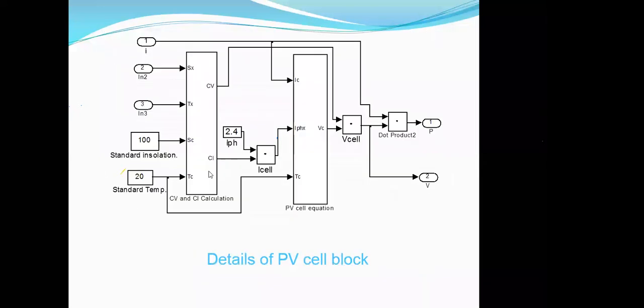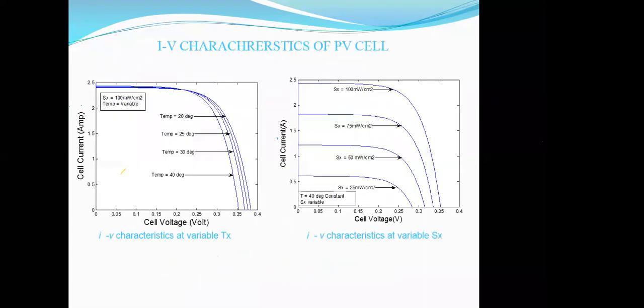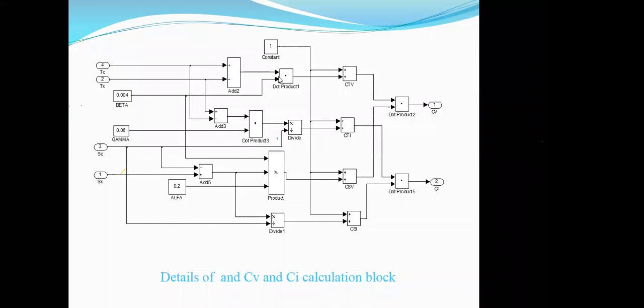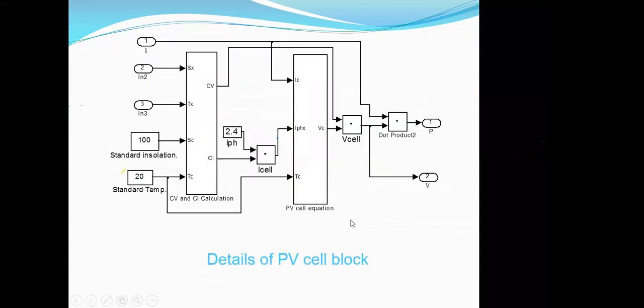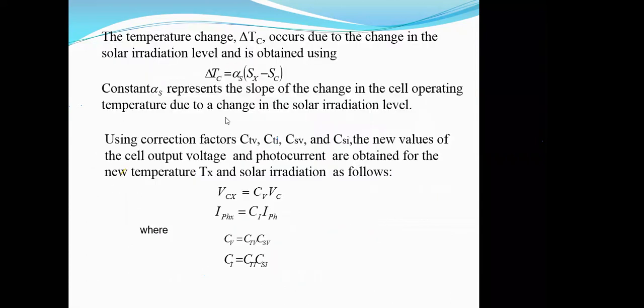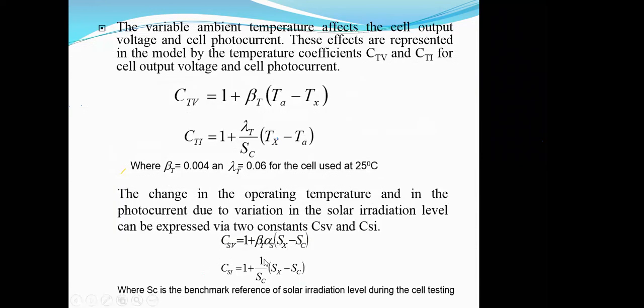Then in this model the calculation of CV and CI, this effect, has been taken here. This is CTV. All of CTV, CTI, CSV, CSI have been calculated. You can see TC minus TX into beta, 1 plus beta into TC minus TX, we are getting this CTV. Similarly for CTI, CSV, CSI, all these four equations have been modeled there.